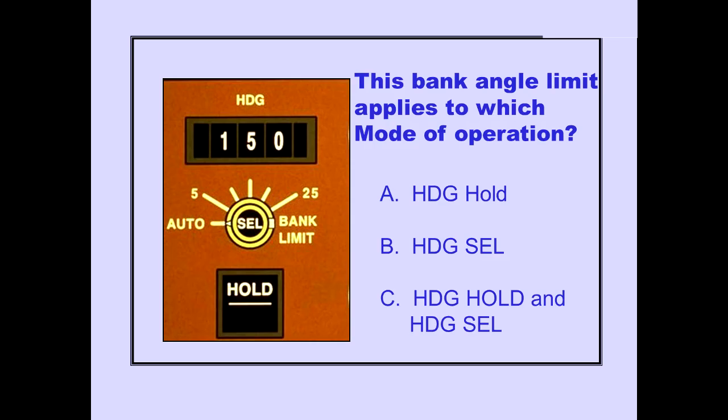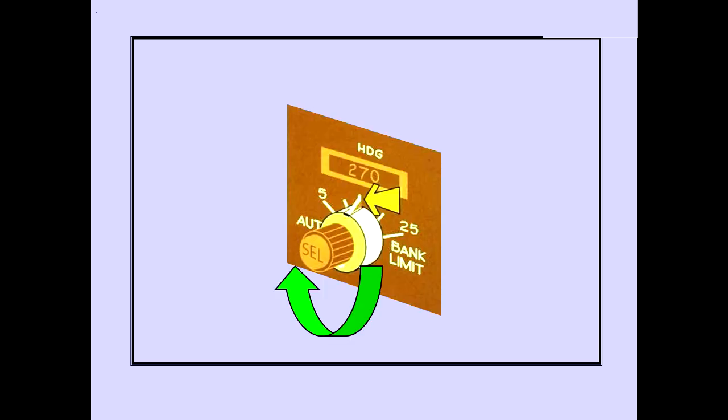Question. Answer B is correct. Rotating the bank angle limit selector sets the maximum bank the autopilot will use in the Heading Select mode.